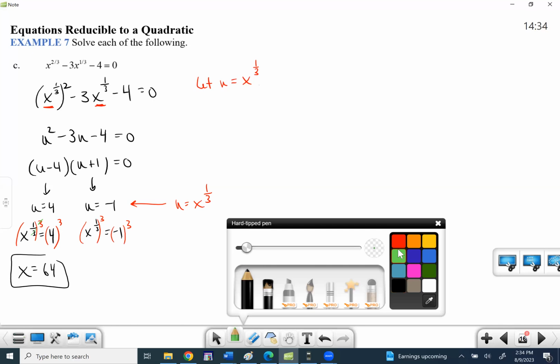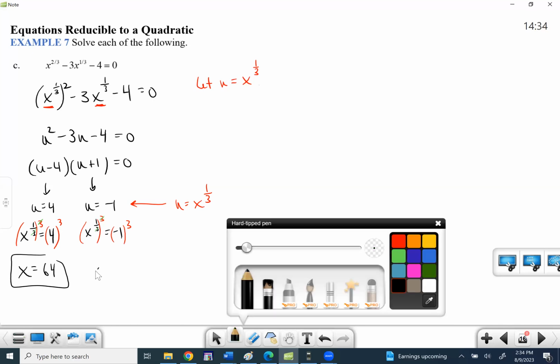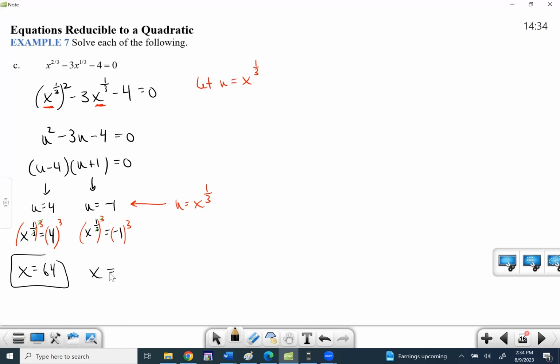Same thing here. We're going to cancel out those 3's. That's why we raise it to the reciprocal power. So x to the 1st equals -1 times -1 times -1, which will get you -1. Okay. All right. So we have these equations that didn't seem like they were quadratic, like we were able to factor and stuff on it, but we reduced them to quadratics and it helped lead us to the solutions.